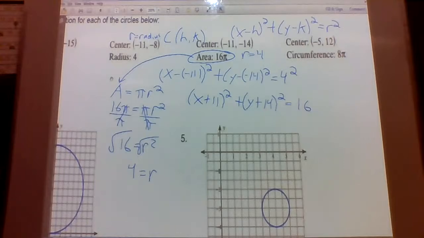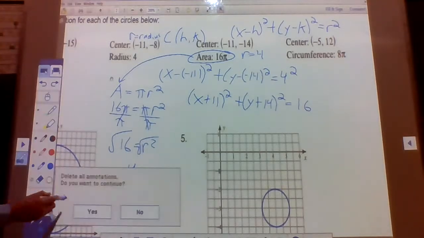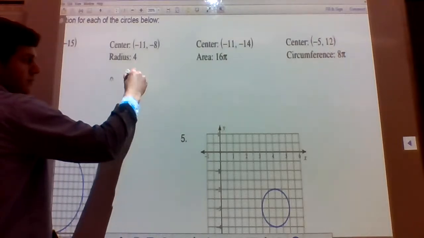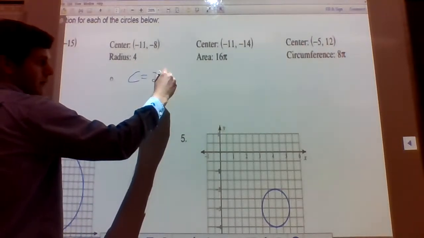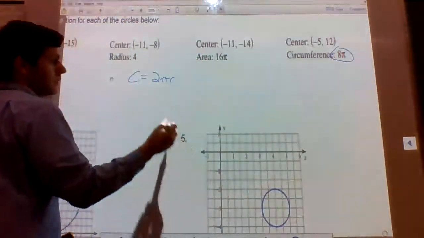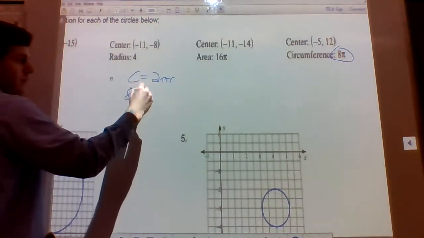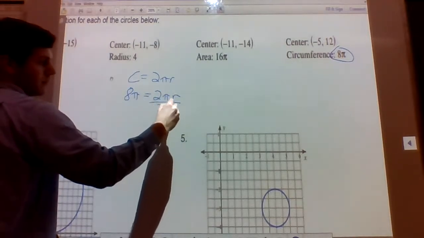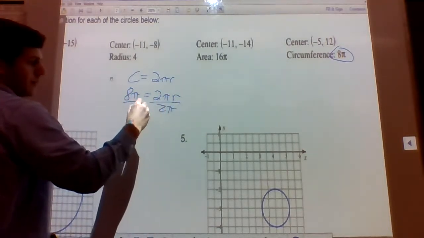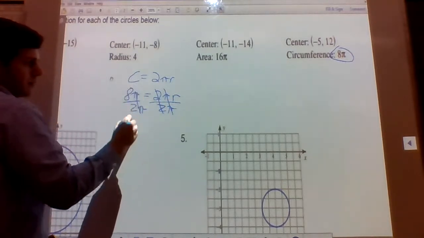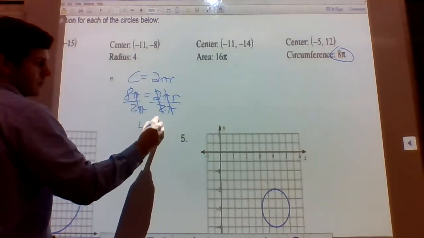Okay. The fourth one here, it's very similar. We've got to find the radius, so circumference equals 2 pi r. We know the circumference equals 8 pi, so we can substitute in 8 pi for c. So 8 pi equals 2 pi r, so divide both sides by 2 pi. 8 divided by 2 is 4, so our radius is 4.